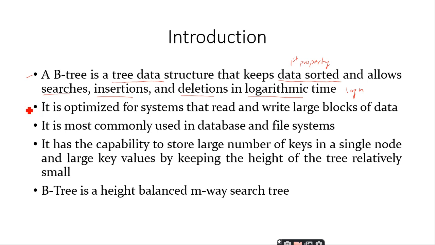And the second important point regarding this B tree is it is optimized for systems that read and write large blocks of data, right? So if somebody asks you what is the main purpose of this B tree, it is used mainly in case of operating systems or databases, right? By looking at some more important points regarding B trees, we will come to know how it is important in the operating system, how it is important in the database, and how it makes search, insertion and deletion operations occur in logarithmic time.